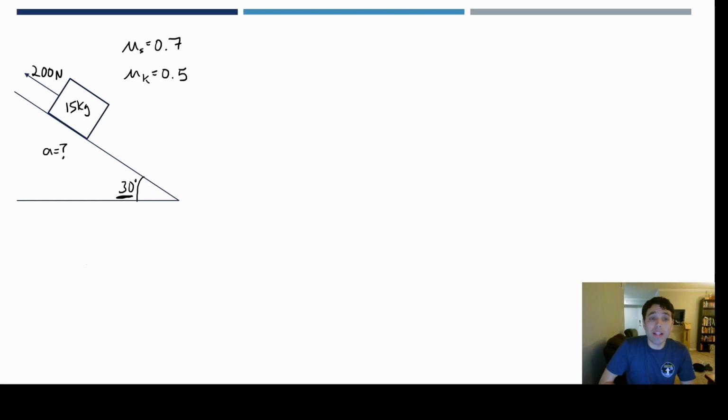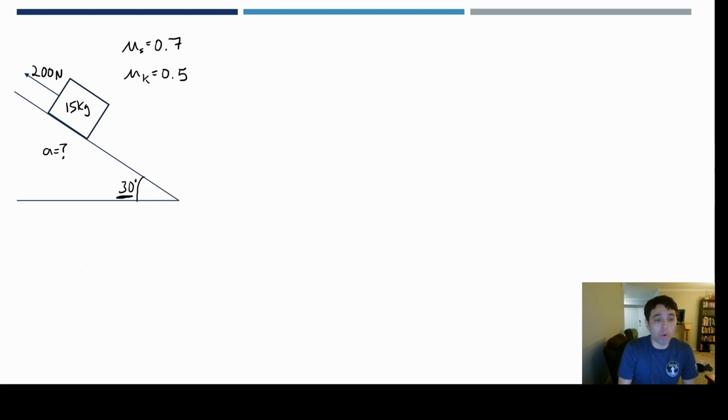All right, so let's take a look at an inclined plane problem. Here we have an object resting on a ramp or inclined plane. It has a mass of 15 kilograms. We have two coefficients of friction this time: a static coefficient of 0.7 and a kinetic coefficient of 0.5. It's sitting on this ramp, which has an angle of 30 degrees to the horizontal. We're going to apply a force up the ramp of 200 newtons to see if we can push it up the ramp, and we want to find out what the acceleration of the object is. So let's see what we got.